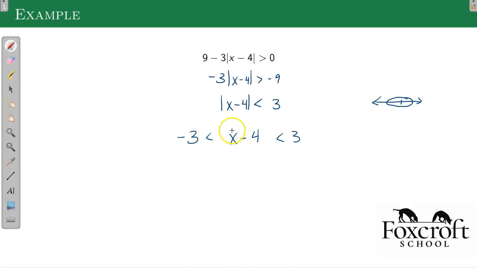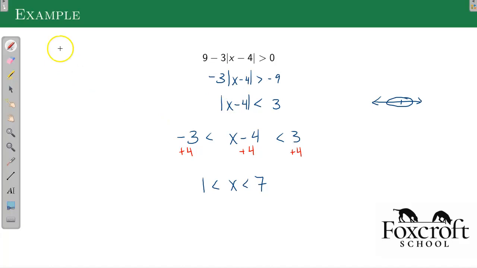I still need to get this x by itself, so I need to add 4 to both sides. And I said both sides because we're so used to working with an equation, but here there's actually 3 separate pieces. I need to add 4 to all of the pieces. It's just going to be 1 is less than x is less than 7. This is a really interesting time. This is really the only time this happens when you have these inequalities like this. You actually have to add the number 3 separate times.